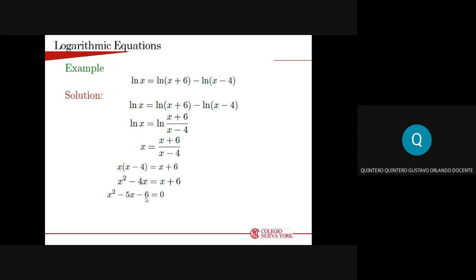Again, just like in our previous exercise, we can factorize this equation, right? We are looking for two values that, when added, give me -5, and when multiplied, the result is -6. What are those two values? One has to be negative, the other one has to be positive. Tell me in the chat, please. What do you think those two values are?